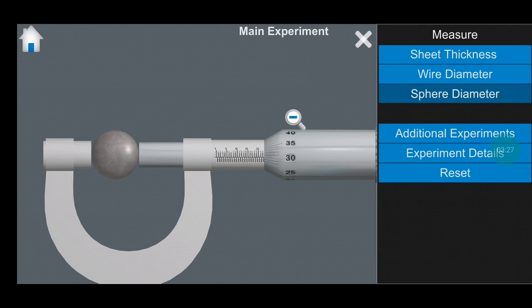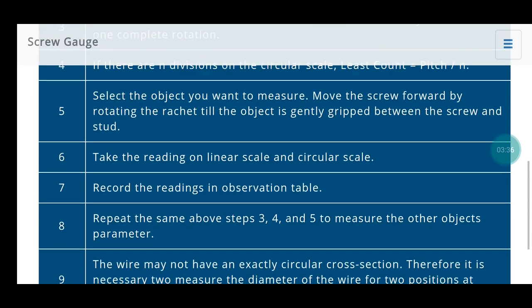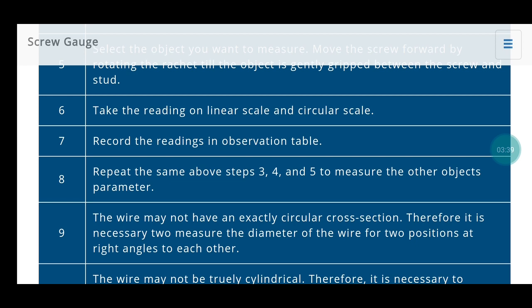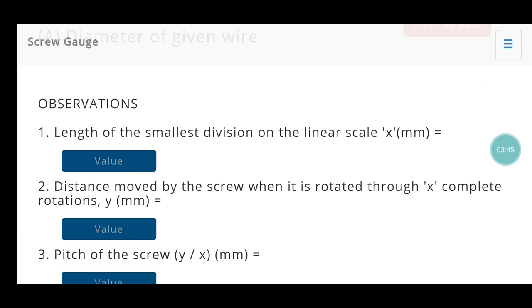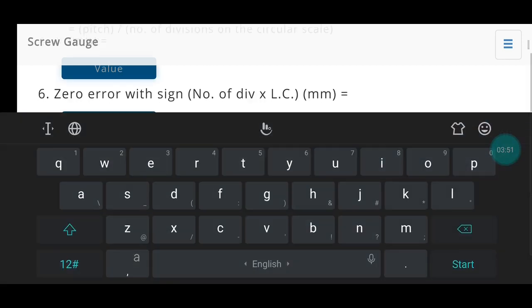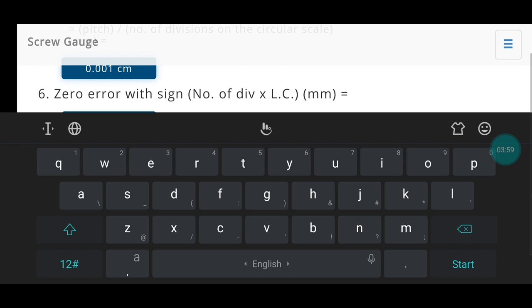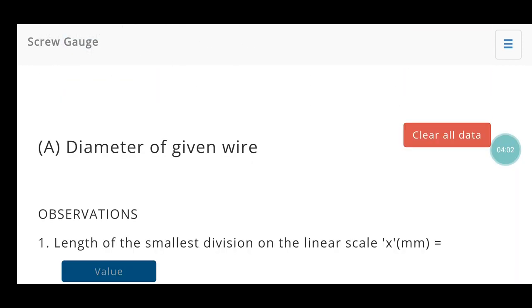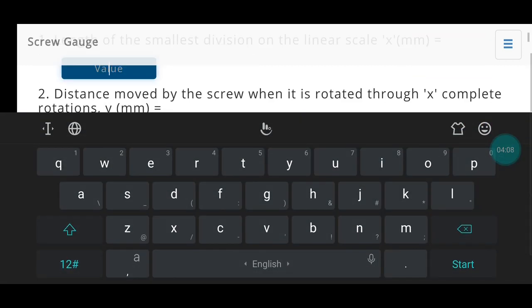So we will write the experimental details. Record the reading in the observation table. The least count we have calculated is 0.001 centimeter. Then, the length of the smallest division on the linear scale is 1 mm.